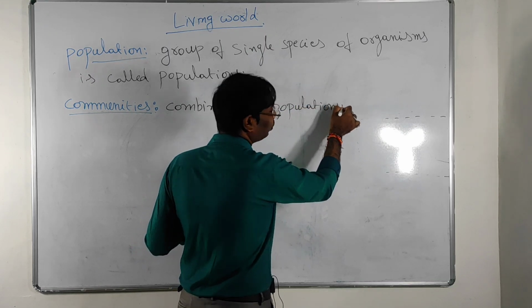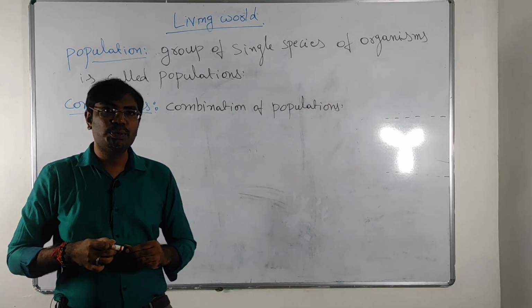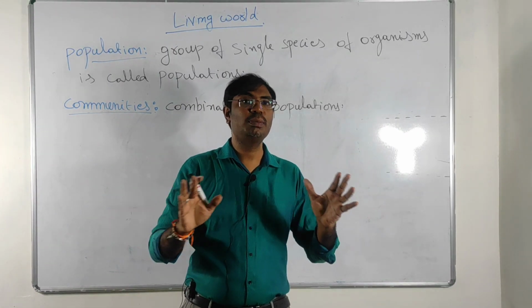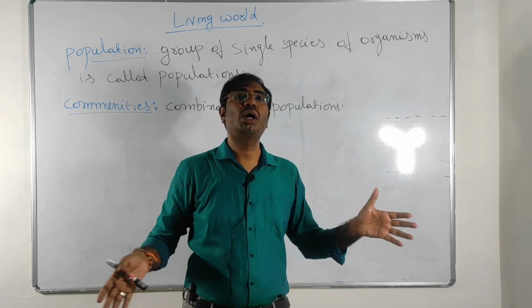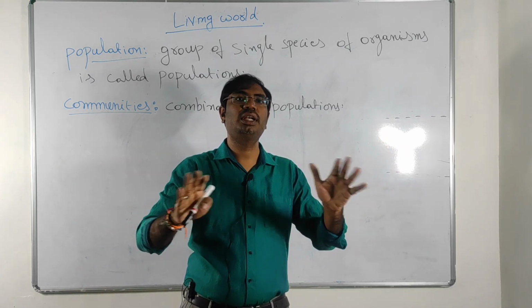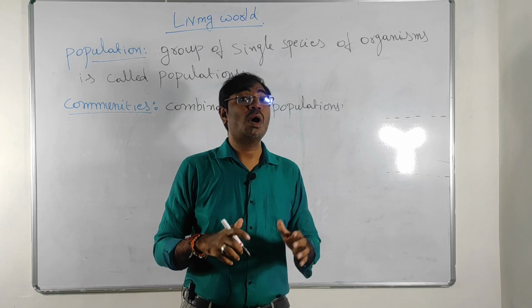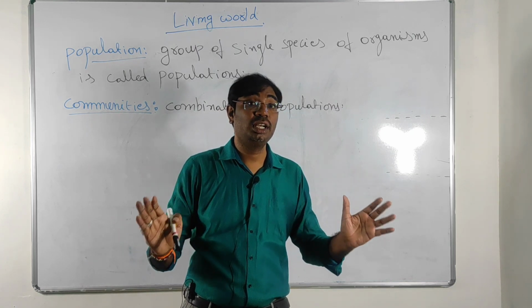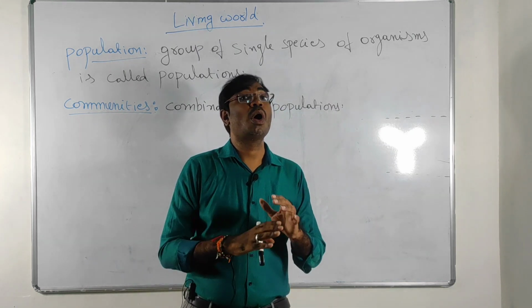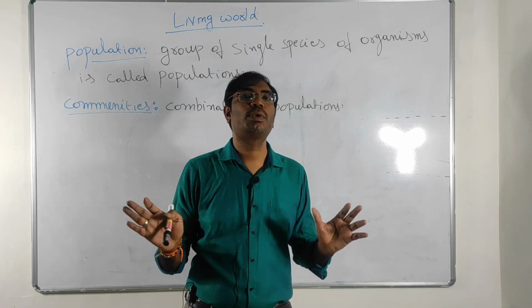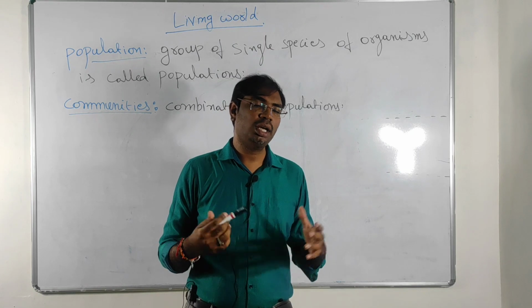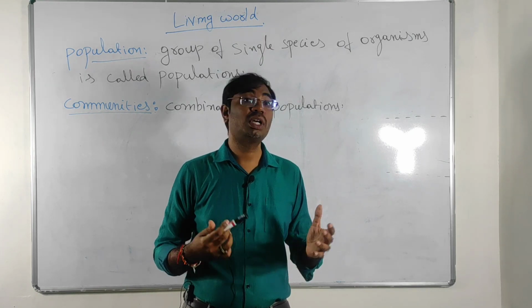Okay, now students see here. All the human beings on the earth surface relate to the human population. All the tigers on the earth surface relate to the tiger population. All the lions on the earth surface are an example of the lion population. So I think according to these examples you can understand what populations are.